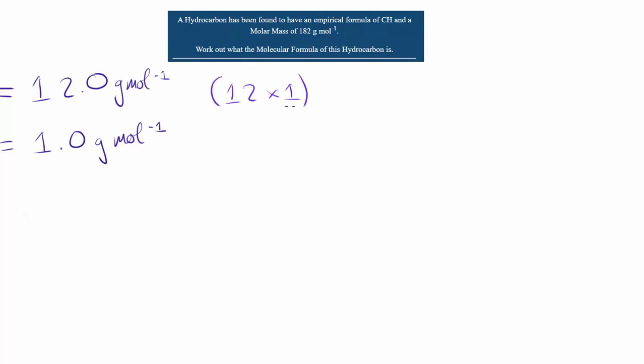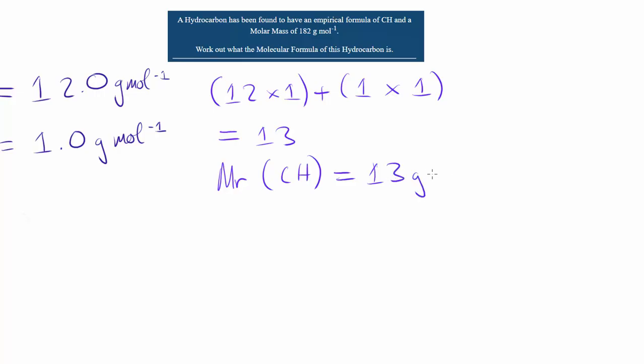And then I'm going to add this to the same but in the case of the hydrogen. For hydrogen, we've got 1.0 as the molar mass, and we multiply that by the associated coefficient for hydrogen, which, given you've just got H there, is 1. And so this is going to give us the molar mass for the empirical formula. If you work that out, it's basically just 12 plus 1, so it's going to give us 13. And so we can say that the Mr of CH is equal to 13 grams per mole.